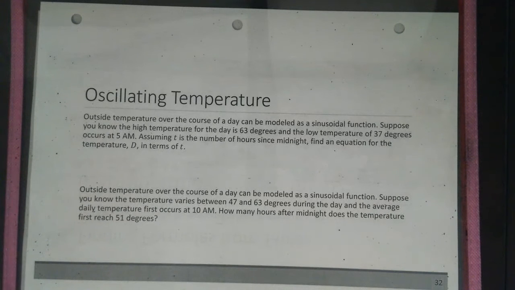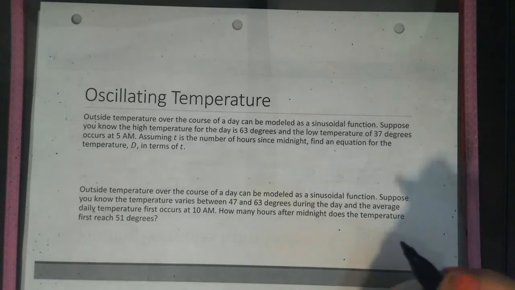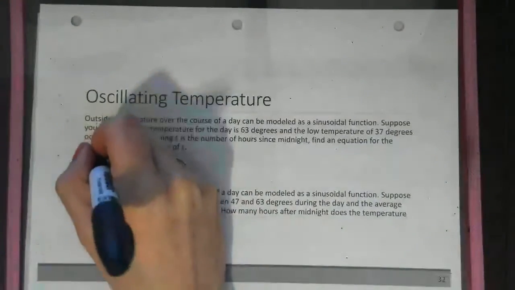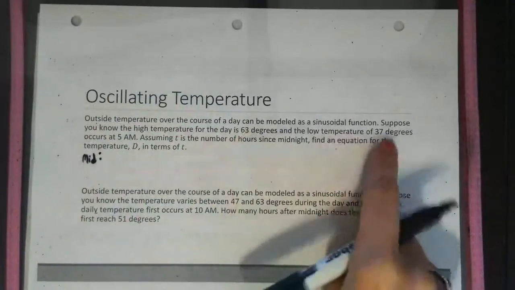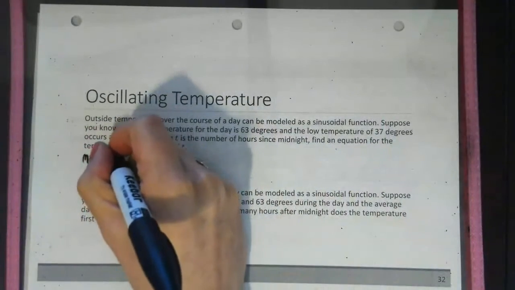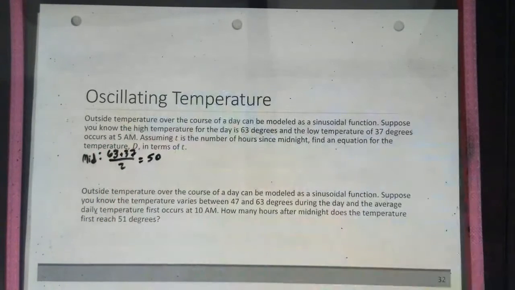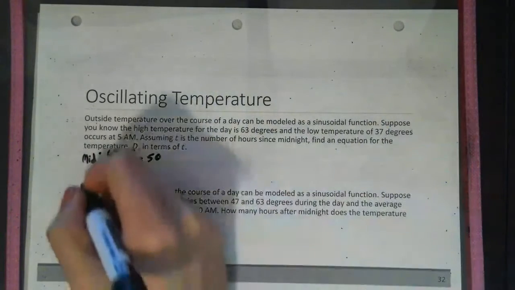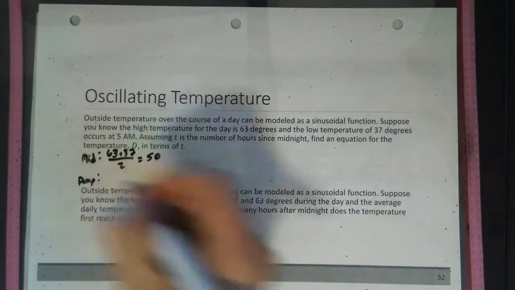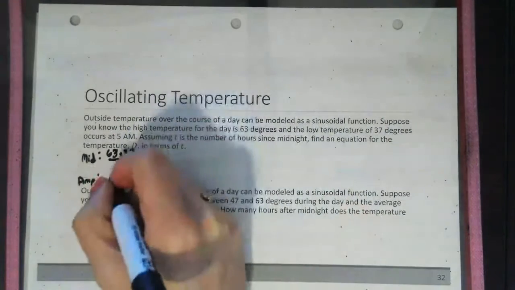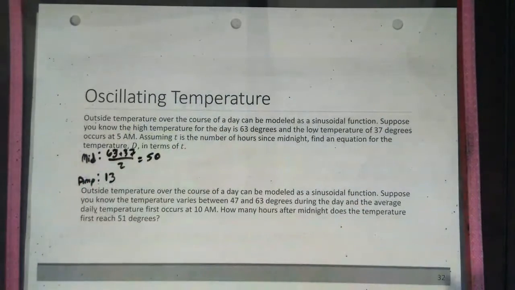All right, sounds like there's a lot going on there. We know our low and our high points, so that means we can find our midline and our amplitude. So for the midline, we average the top and bottom temperatures. So that's going to be 63 and 37. So 63 plus 37 divided by 2, that's 50. So that's going to be my midline. My amplitude is the distance from the midline to the highest. If the highest is 63 and my midline is 50, that means my amplitude is 13.